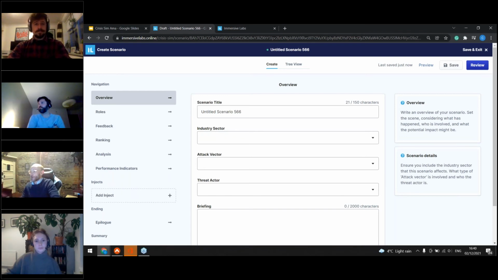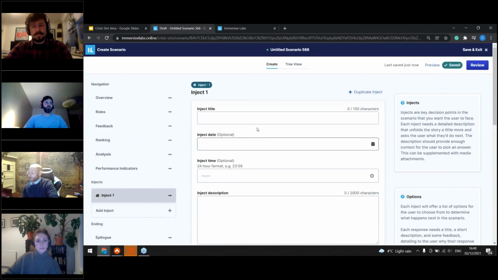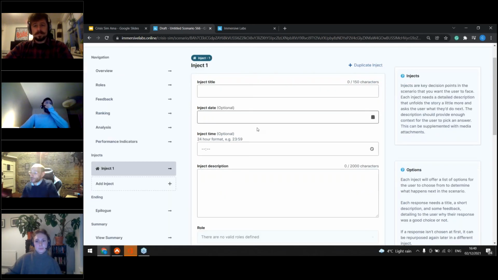So, very high level, we can see scenario title, industry sector. If Charlotte scrolls down a little bit more there, we get into the briefing section, we get into your inject number 1 section. And in very simple response to that first question, those are the 2 options and the 2 ways for you to build and create your own scenarios.